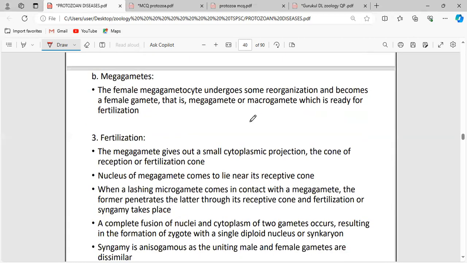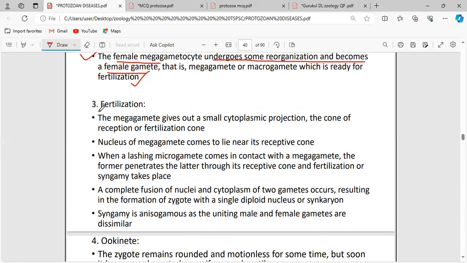Okay. Now, the macrogamete is nothing but the female gamete. It undergoes some reorganization and becomes a female gamete. Now this is ready for fertilization. Now the fertilization takes place by the fusion of the microgamete and the female gamete. Now what is going to be produced? The zygote is going to be produced.